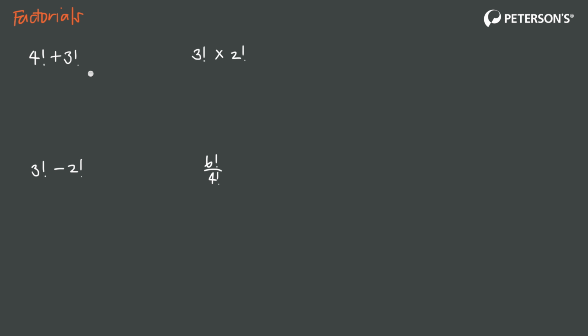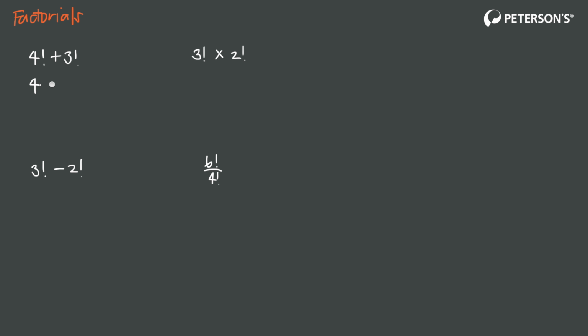Here we've got a bunch of arithmetic problems with factorials: addition, subtraction, multiplication, division. And with all of them, we're going to need to calculate the individual factorials first. So 4 factorial plus 3 factorial is not 7 factorial. We just don't add the numbers together. We calculate the factorials individually.